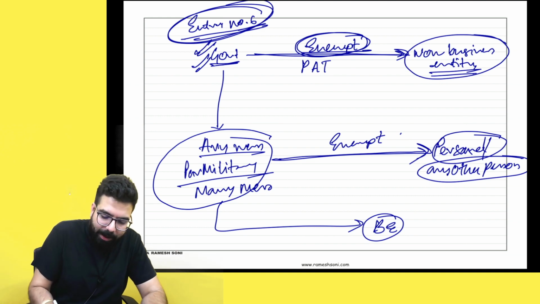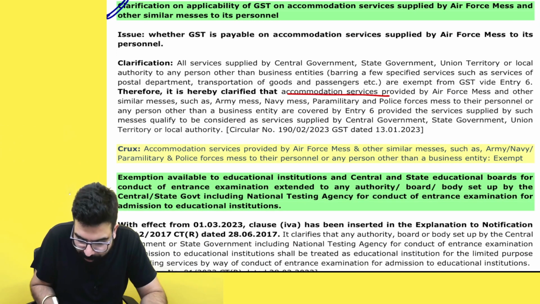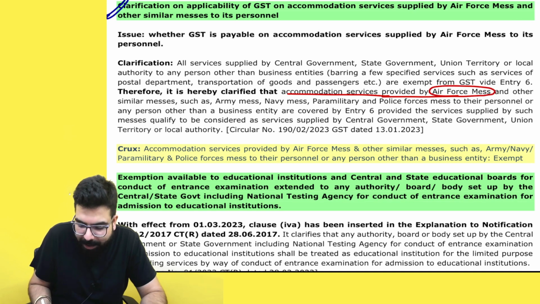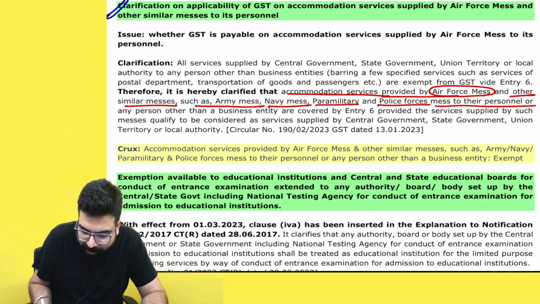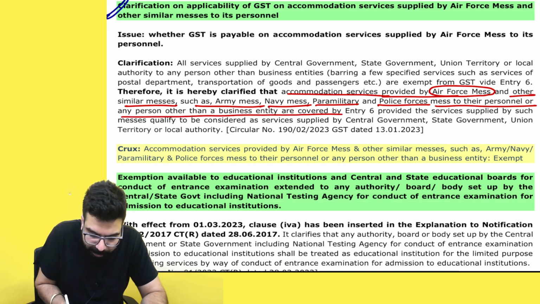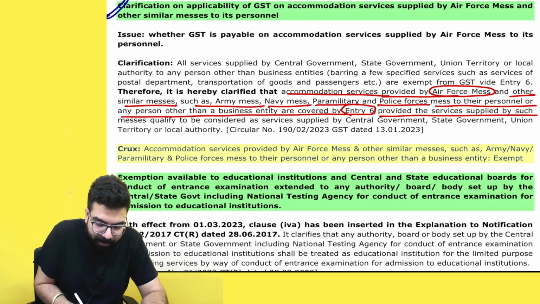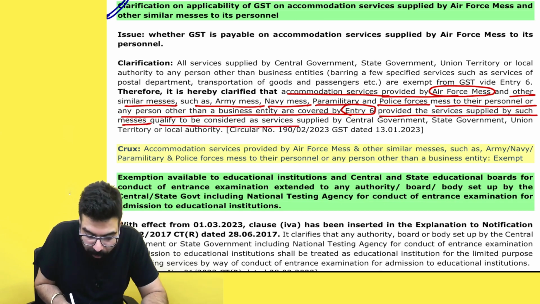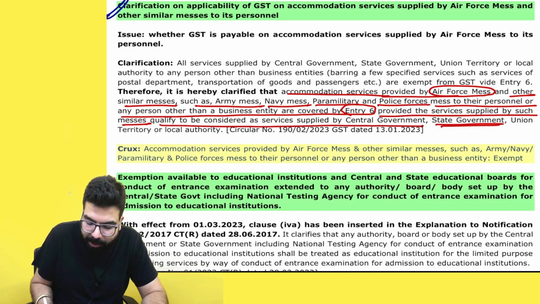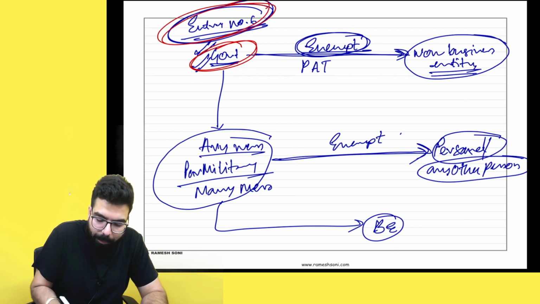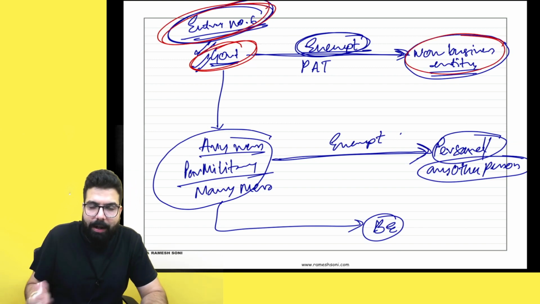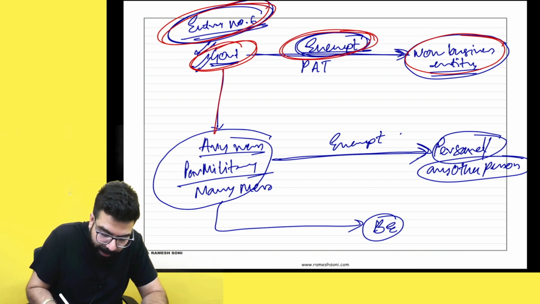Remember one thing, the clarification has come over here. Accommodation services provided by Air Force mess, other similar messes such as Army mess, Navy mess, paramilitary, police force mess to personnel or any other person other than a business entity are covered under entry number 6, provided those services are supplied by messes qualified to be considered as services supplied by central government, state government, union territory or local authority. Entry number 6 says government providing services to a non-business entity, other than post, airport or transportation related services, is always exempted. The same has now been told.